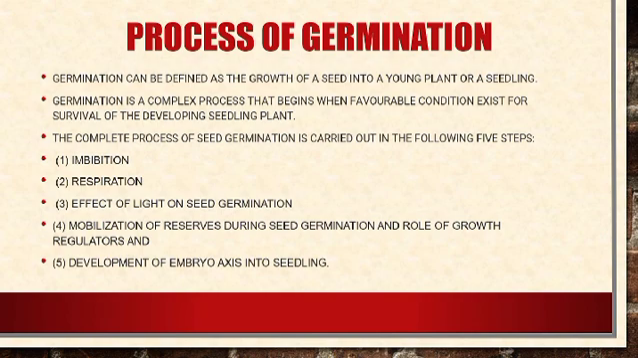Fifth point is development of the embryonic axis. When the seed gets all the favorable conditions and the dormancy of the seed is broken, it starts developing into a young plant by the development of the embryonic axis. So first the embryonic axis comes out and then the young plant grows from the seedling.